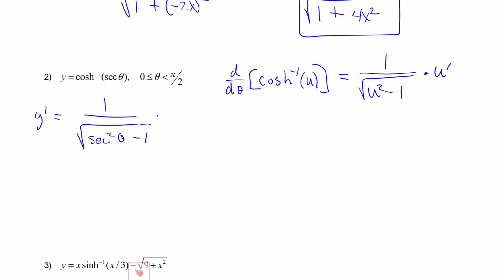But then we have to multiply by u prime, that is the derivative of that inner function. The inner function here was secant, and so we just need to recall the derivative of secant is secant tangent. So we'll say secant theta tangent theta. And then there's some simplifying to do here. So let's carefully walk through some steps.